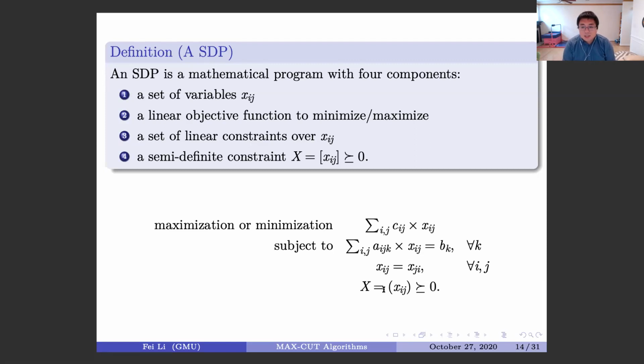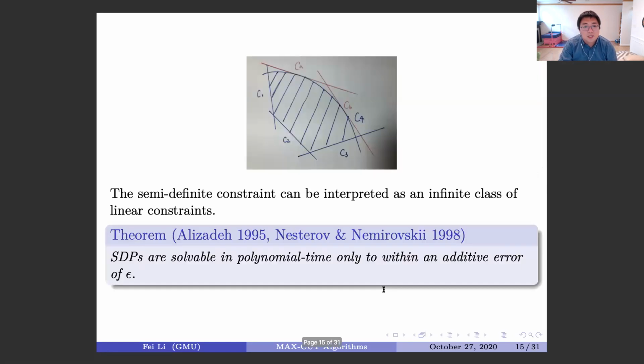So here is the semi-definite program example. There are linear constraints over all the variables, but the variables form a semi-definite matrix. So let us proceed. This is just a definition. If you have concerns about these definitions, then we could talk about them later, and then we proceed to the algorithm.